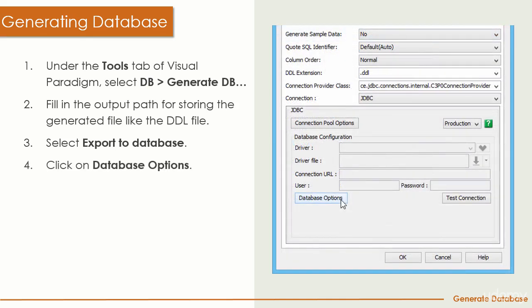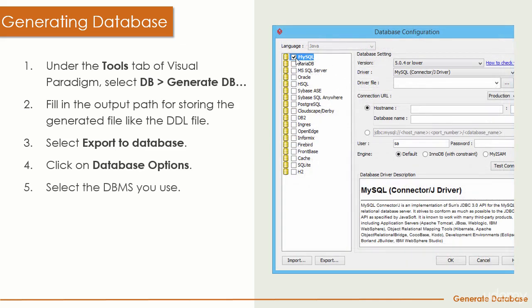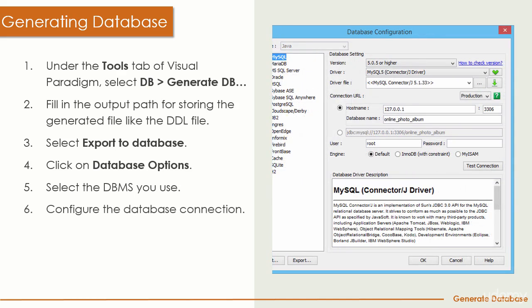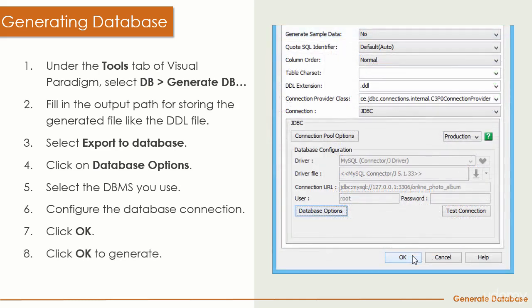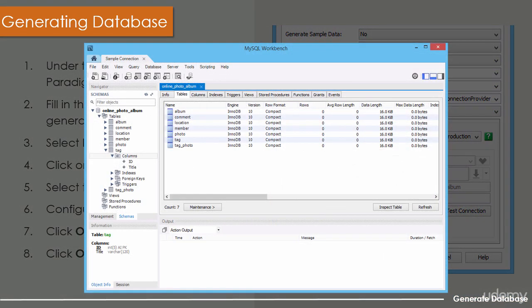And then click the database option. Then select the database you want to use. In my demonstration, I will use MySQL, but Visual Paradigm supports a lot of database vendors. So you just go ahead with your own frequently used database and then configure the database option. Click OK and OK again to generate. Then you will see all the tables generated to the database. Let me just show you how it works.